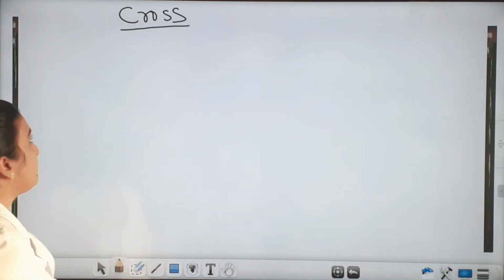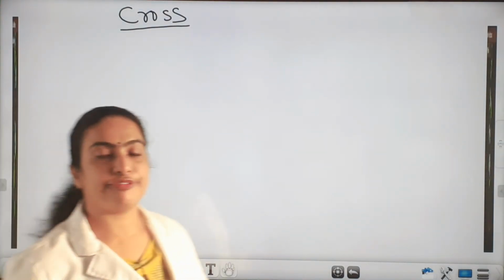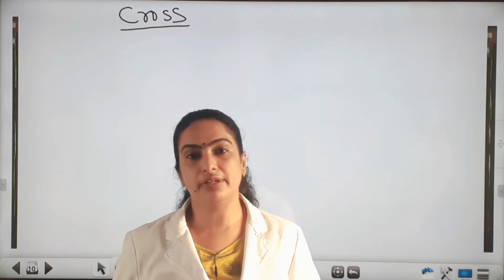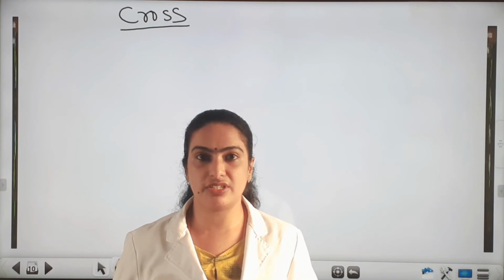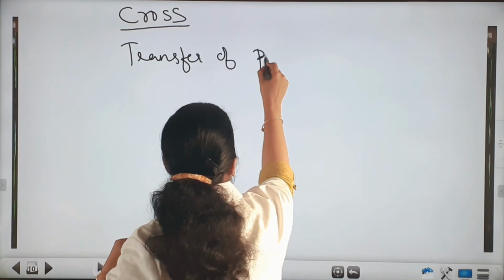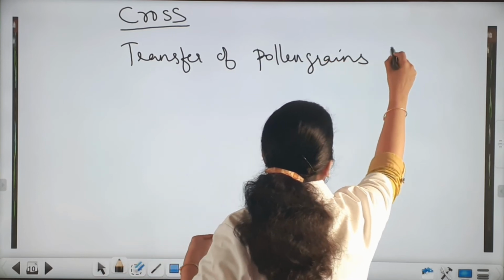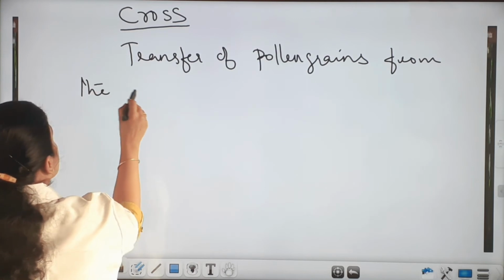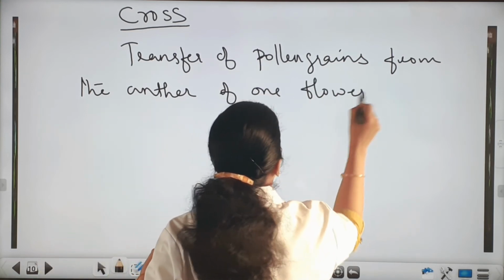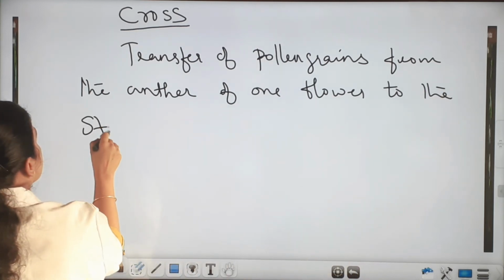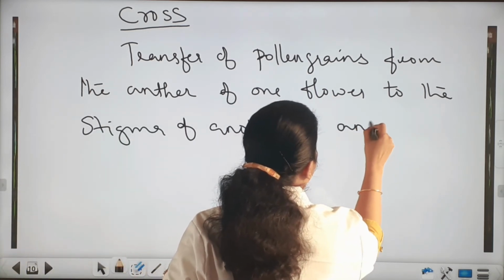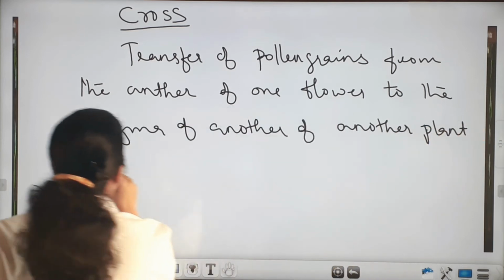So cross-pollination. Here there is a transfer of pollen grains from the anther to the stigma of another flower of another plant of the same species. I'll show you. So transfer of pollen grains from the anther of one flower to the stigma of another flower of another plant of the same species.